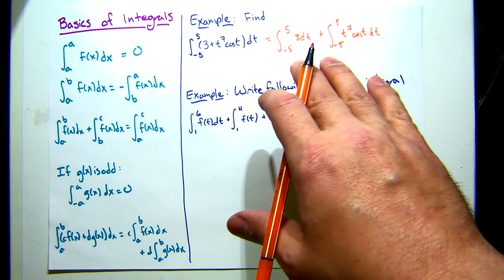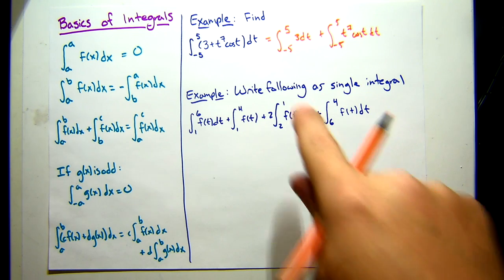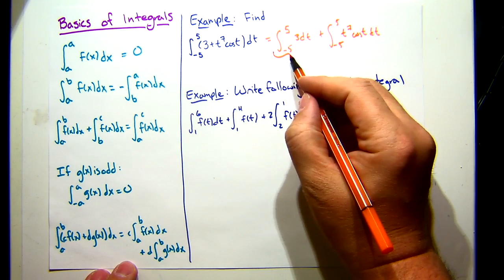The first one's easy. You can integrate that. In fact, you don't even have to do any antiderivative. It's just a constant 3. And you're going from negative 5 to 5. That's the length 10. So if you think about this geometrically, that's a 10 by 3 rectangle. What's the area? Or what does this integral become? It's 30.